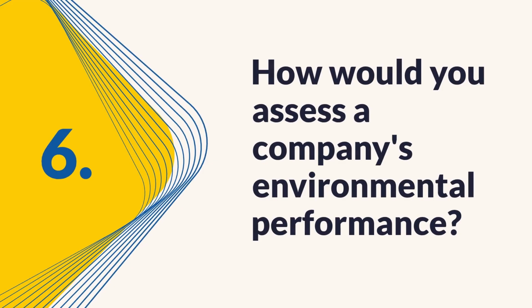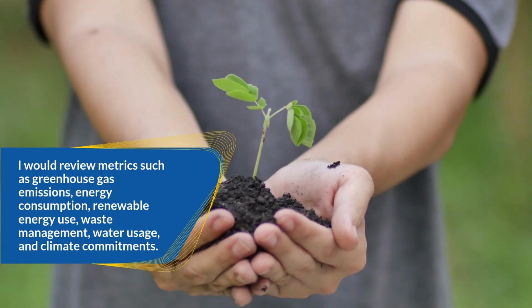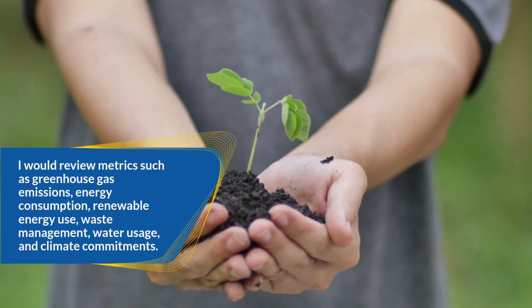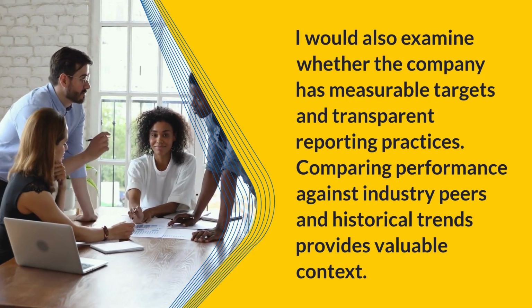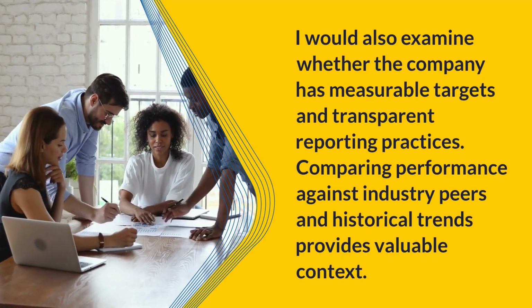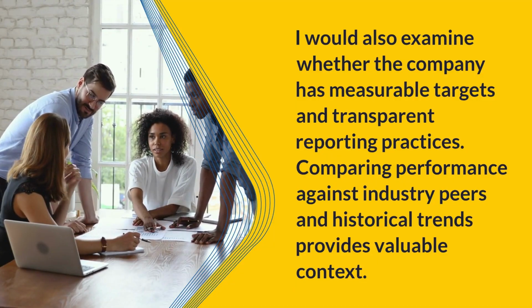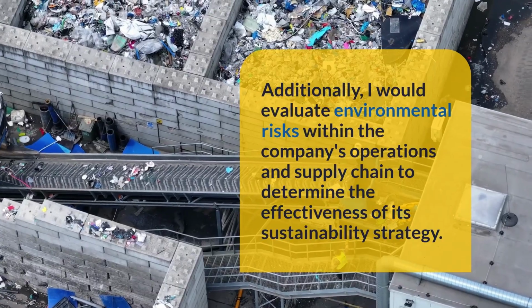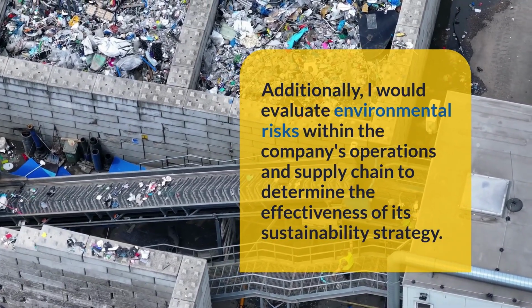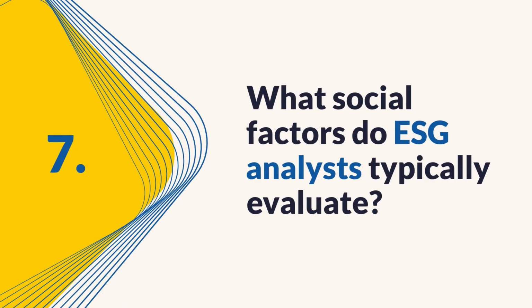6. How would you assess a company's environmental performance? I would review metrics such as greenhouse gas emissions, energy consumption, renewable energy use, waste management, water usage, and climate commitments. I would also examine whether the company has measurable targets and transparent reporting practices. Comparing performance against industry peers and historical trends provides valuable context. Additionally, I would evaluate environmental risks within the company's operations and supply chain to determine the effectiveness of its sustainability strategy.